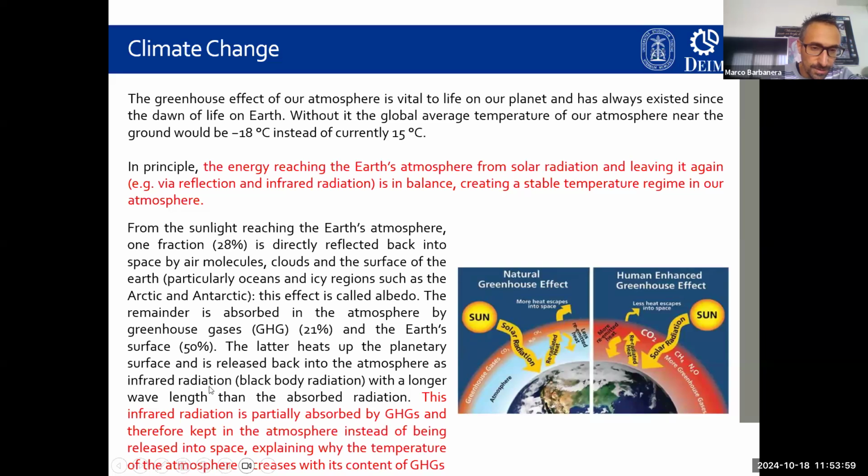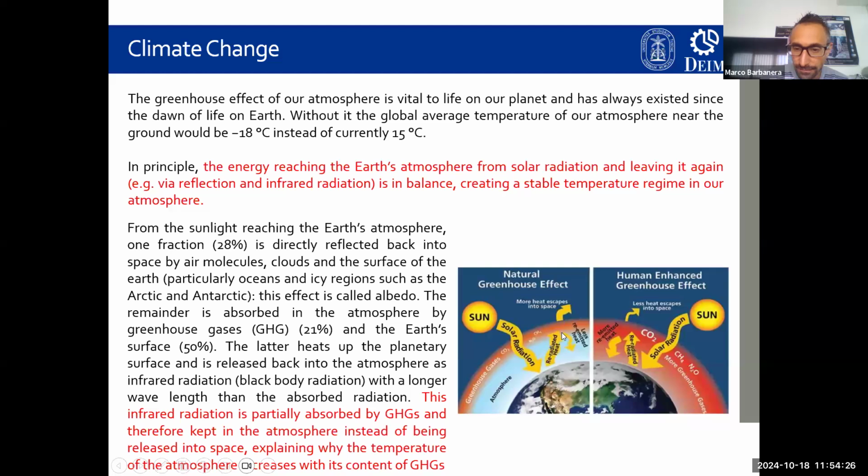Infrared radiation is a particular electromagnetic radiation characterized by a longer wavelength than the absorbed radiation. The absorbed radiation is the radiation from the sun, okay? So a fraction of this energy absorbed by the Earth's surface is released back into the atmosphere.